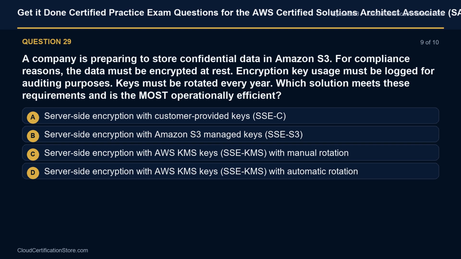Option A. Server-side encryption with customer-provided keys, SSE-C. Option B. Server-side encryption with Amazon S3 managed keys, SSE-S3. Option C. Server-side encryption with AWS KMS keys, SSE-KMS, with manual rotation. Option D. Server-side encryption with AWS KMS keys, SSE-KMS, with automatic rotation.